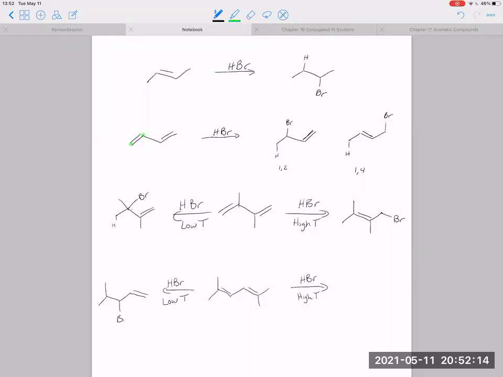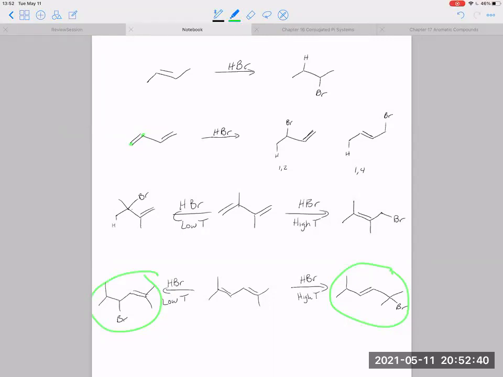So anyway, we get the 1-4, the 1-2 addition, right? But now let's say, okay, at high temperatures, we should get that 1-4 addition. But you wouldn't, because it wouldn't be more highly substituted. Exactly. So now we're at a slightly more complicated thing, where we have to compare these two products and ask ourselves which one is actually more stable.